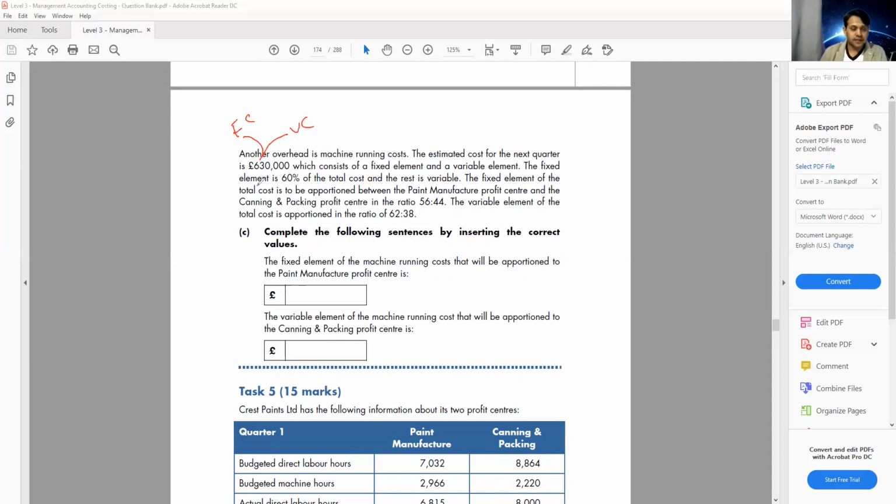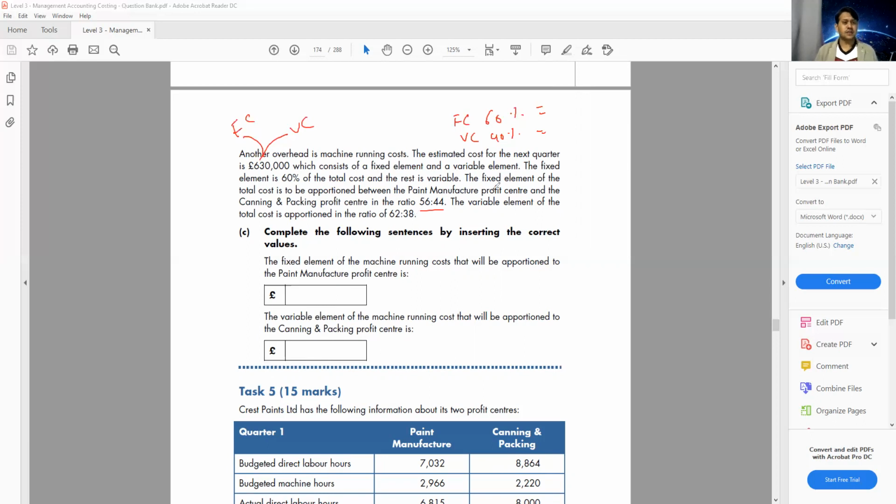That's fine. The fixed element is 60%, I already said it, and the variable should be 40%. The fixed element of the total cost is to be apportioned between the paint manufacturer and the canning and packing profit center, ratio 56-44. Whatever we get here, we have to apportion to two departments. For example, if my fixed cost is 100, I have to split this 100 between the paint and the canning, and the ratio is 56-44. And for the variable amount, they said again to split between the two departments using the ratio 62-38.